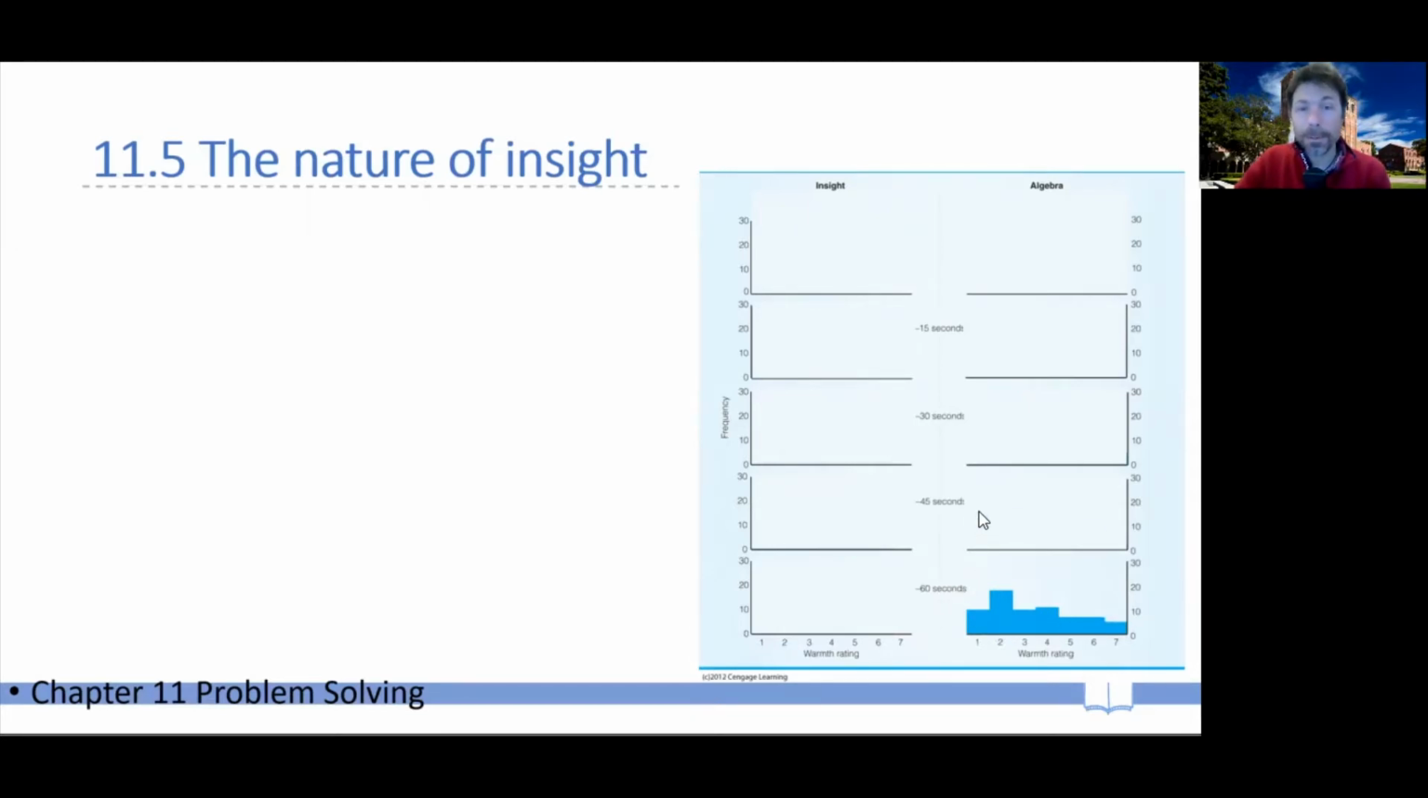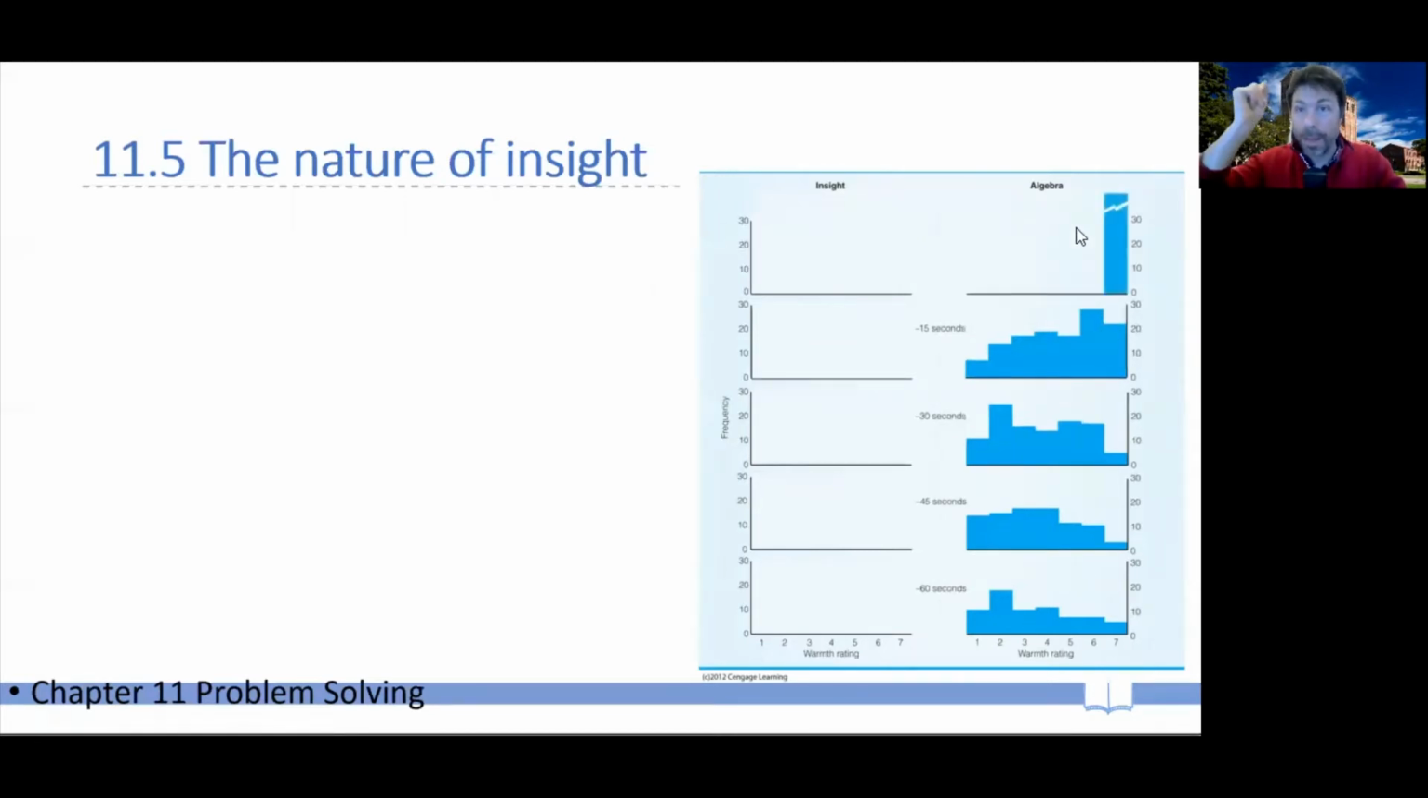Then you wait 15 seconds. Now the mode has shifted from 2 to 3 and 4, meaning that participants feel a little bit closer to the solution. Then another 15 seconds go by. Now it looks like some people went back, but there's also a large number of people that feel even closer to the solution. And finally, 15 seconds from solving it, you can see that most participants feel very close to the solution. And finally, they solved it.